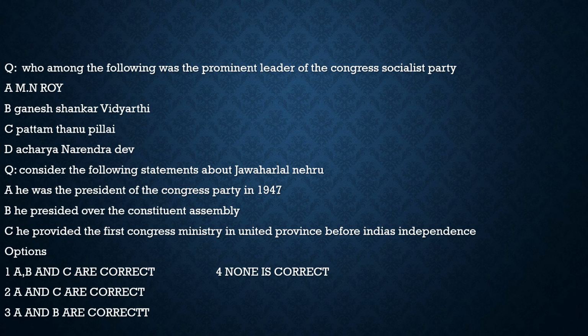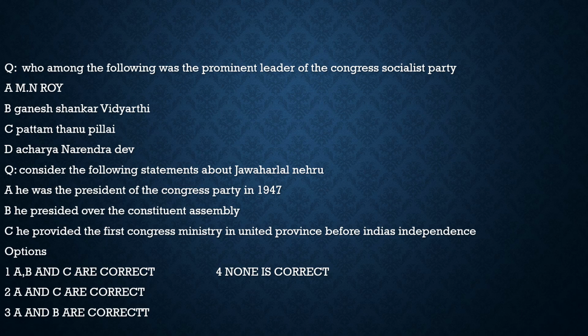Suppose I'm giving you a method and you don't know about it. Keep it here. He presided over the Constituent Assembly. This is the idea which everybody knows, that he did not preside over the Constituent Assembly. So here statement B is also incorrect, which makes part 3 also incorrect. Now we are left with only the fourth option, which is none of the above. None is correct. So for this question, the correct option is option 4.